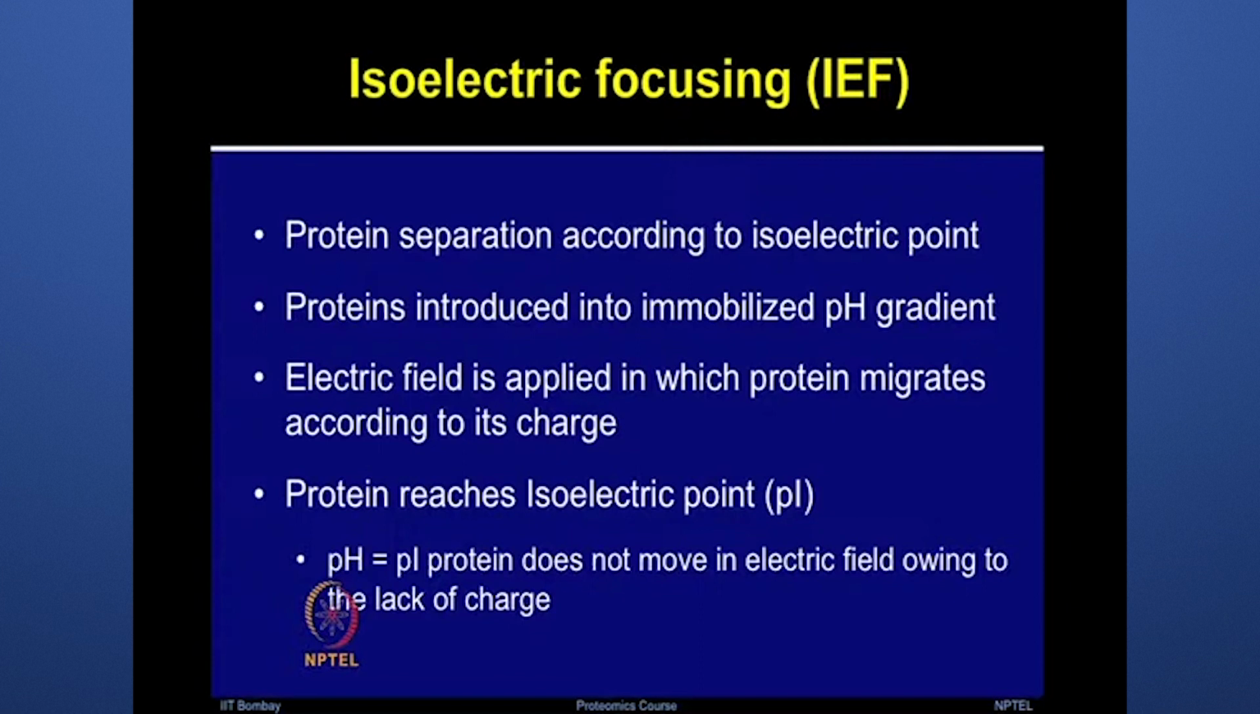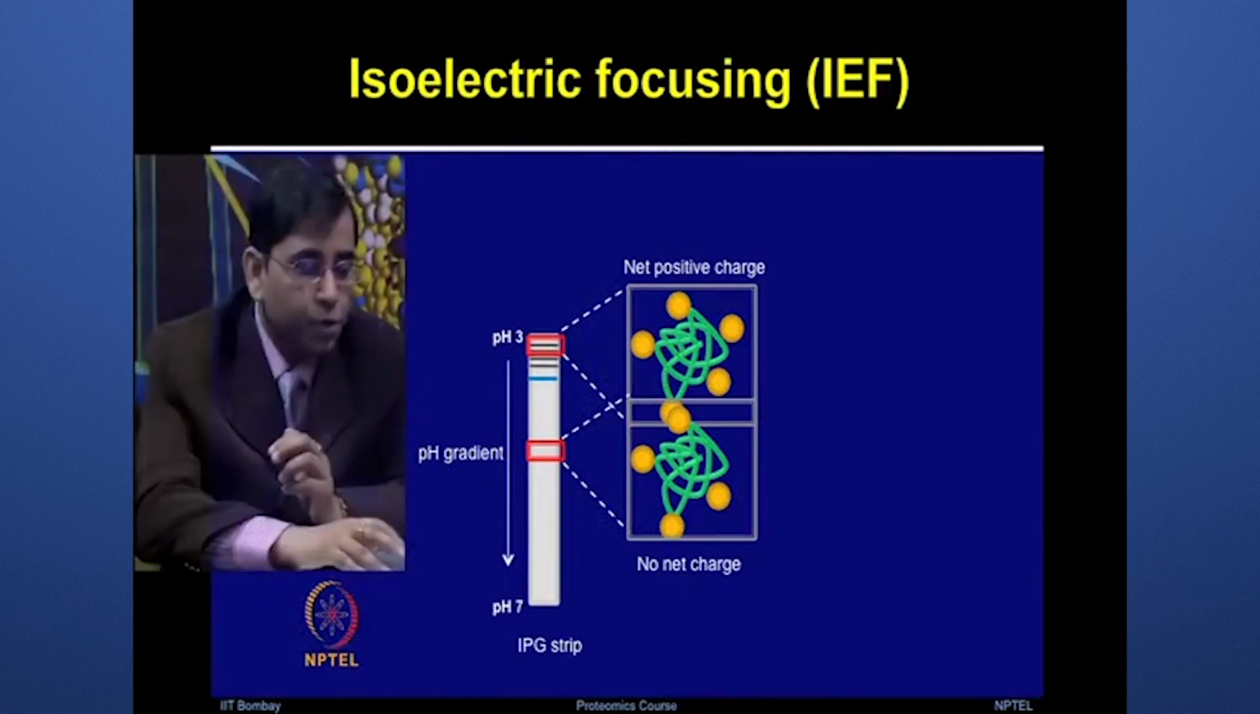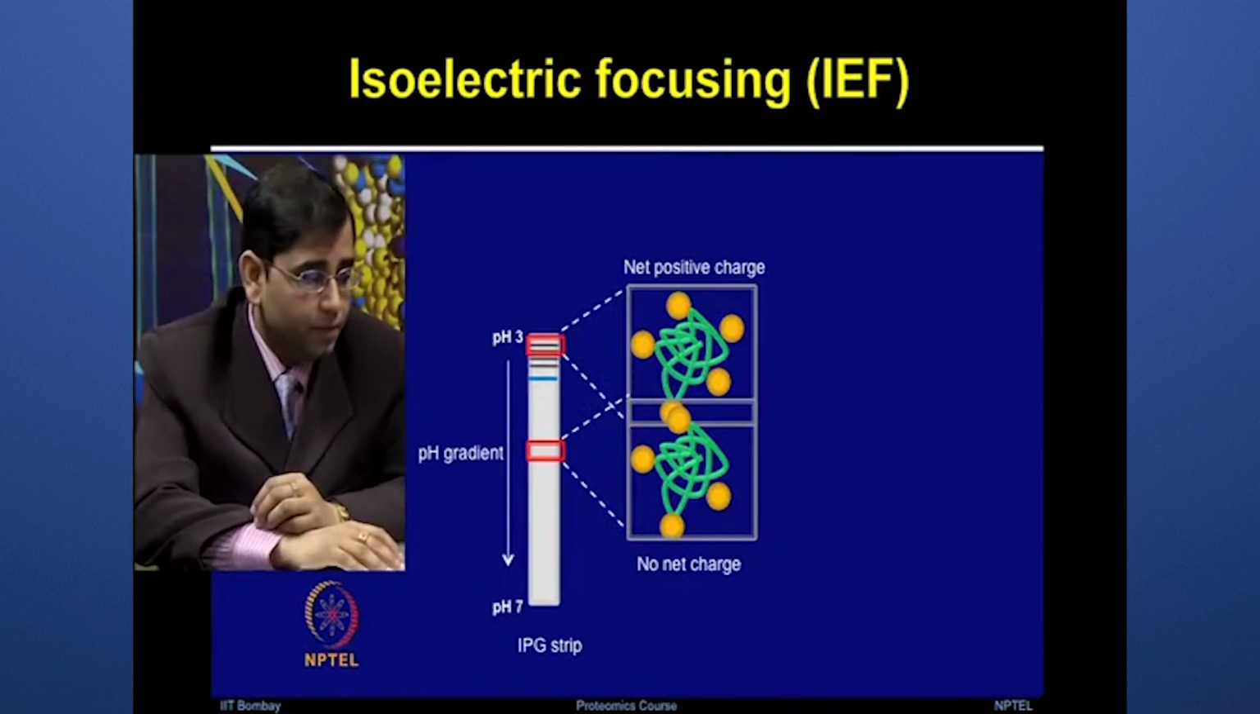When protein reaches its isoelectric point, where pH becomes equal to its isoelectric point or pI, then proteins do not move in the electric field because of the lack of charge. So, when pH equals pI, the protein will not move any further. Let me show you this process in this animation here.